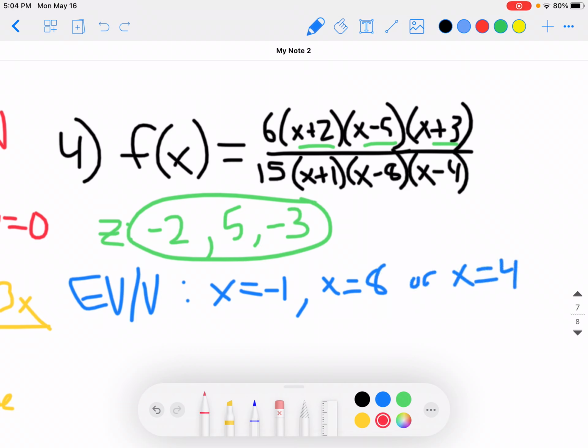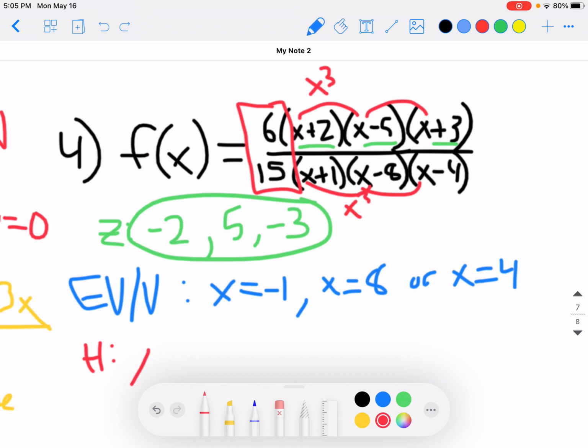And then finally, for the horizontal asymptote, what we're going to do is take a look at the leading terms. Now here, it's in factored form. But the thing is, if I bring these together, I'm going to get x cubed. If I bring these together, I'm going to get x cubed. And so all I really care about is the coefficients next to them, which are these two numbers right here. So now, since they're both x cubed, I just take that ratio, 6 over 15, which is equal to 3 over 5. And that's my horizontal asymptote.